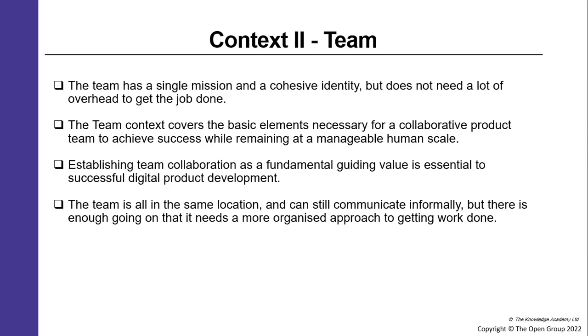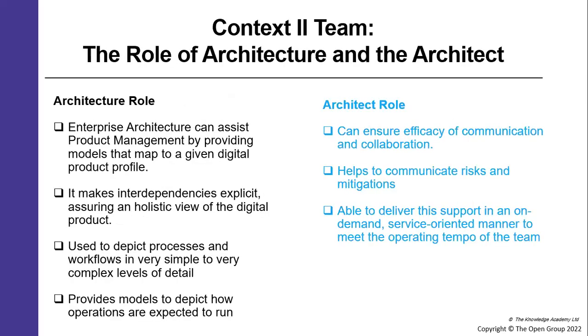Now, what is the role of enterprise architecture and the architect here? Enterprise architecture can help you in many ways. For example, product management: it can help you with a holistic view of the digital product, and with how operations are going to be run, all those things. And the architect can help you ensure communication, collaboration, and risk mitigation, things like that.